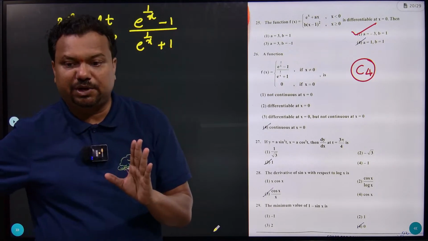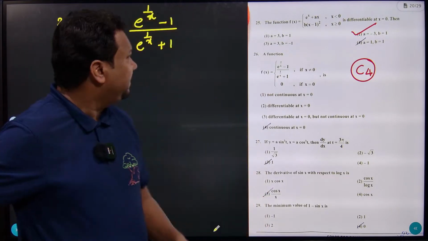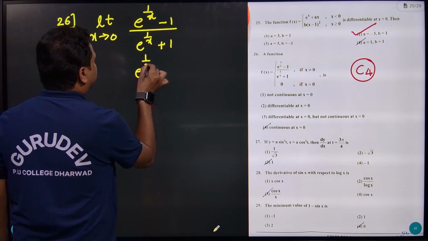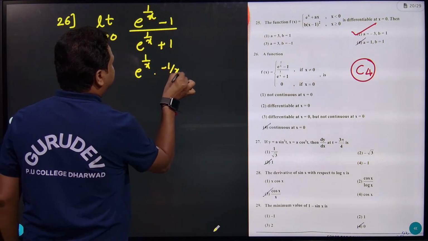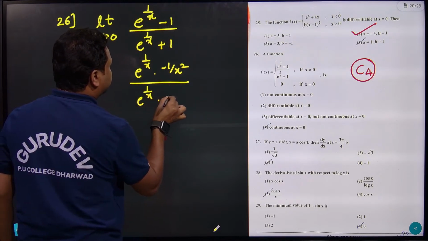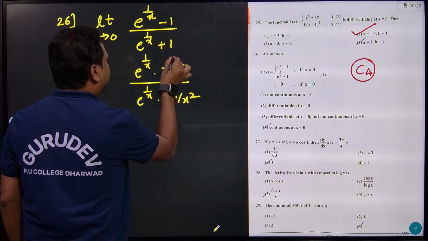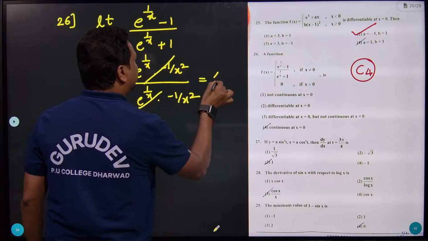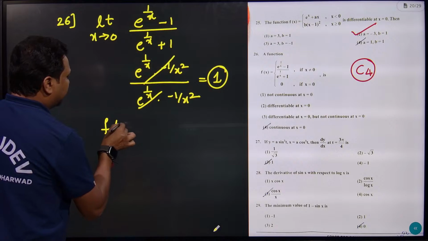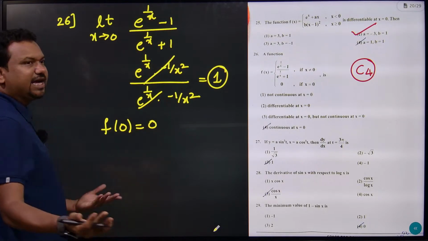Let us apply L'Hospital rule. When L'Hospital is applied, you can verify what happens. e to the power 1 by x, differentiation of 1 by x is -1 by x square. Here also, e to the power 1 by x into -1 divided by x square. Everything cancels and the answer 1 is coming. But here they have given f of 0 as 0. Therefore this limit does not exist.